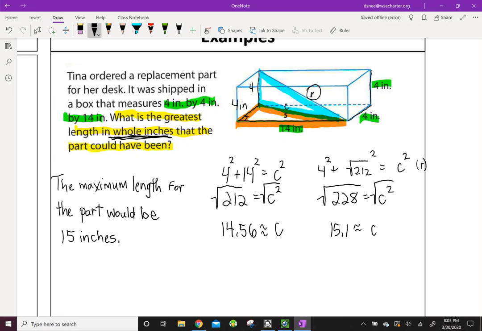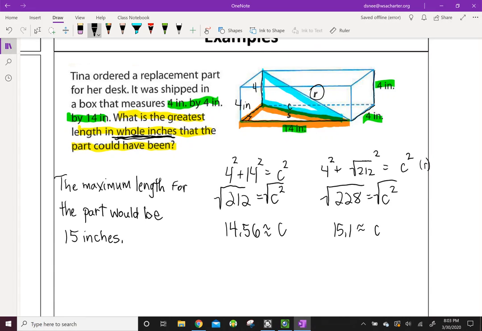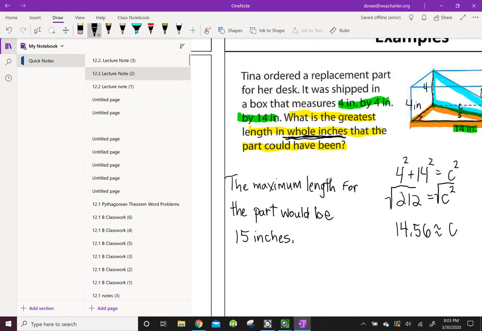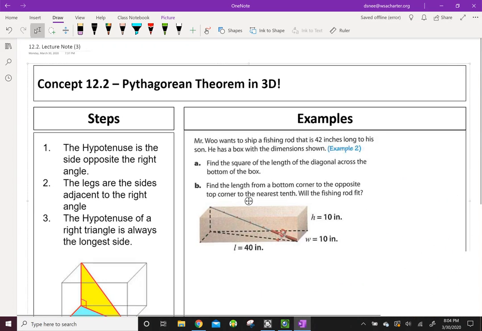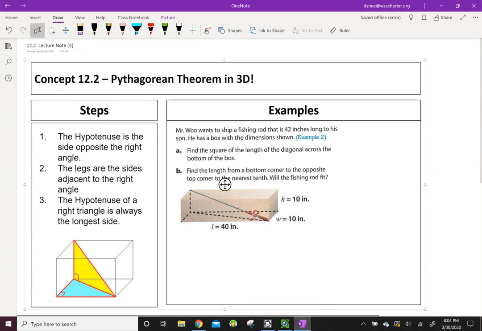So if you need more time, please pause the video, and if you're ready to move on, I'm going to go on to the next slide. We'll keep this rolling here, okay? Three-dimensional shapes and the Pythagorean theorem.